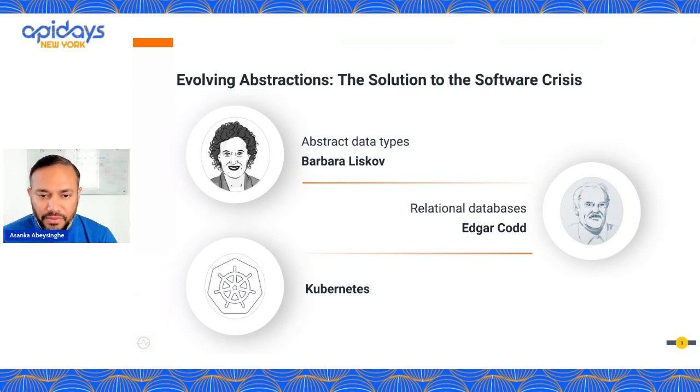We don't have to worry about how we put a value onto a stack or how we retrieve a value from a stack. All these things are built in based on the programming language, and that was a great introduction to software engineering. The second great abstraction is relational databases, or RDBMS systems. That was introduced by Edgar Codd.